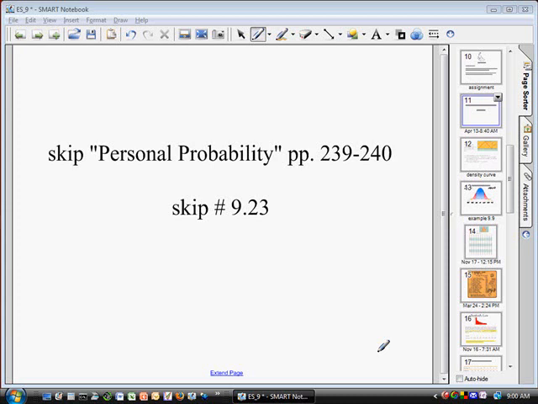The first thing I wanted to do is point out to you that in Chapter 9, I should have done this earlier, there is one section that we're not going to take. It's not very long, but it's called Personal Probability. And as you can see, it's on pages 239 to 240. Just take a quick look at it.